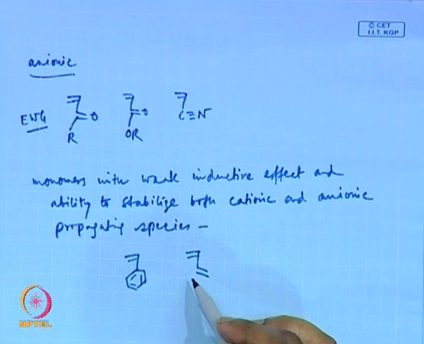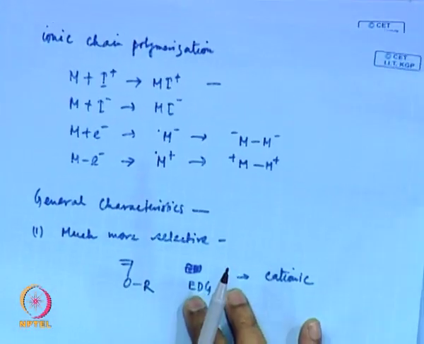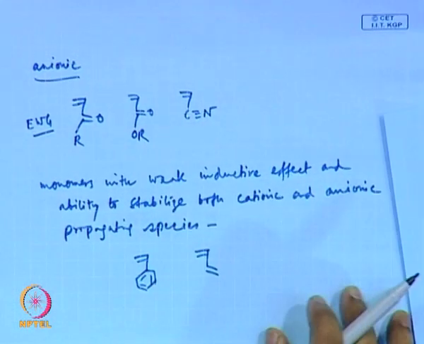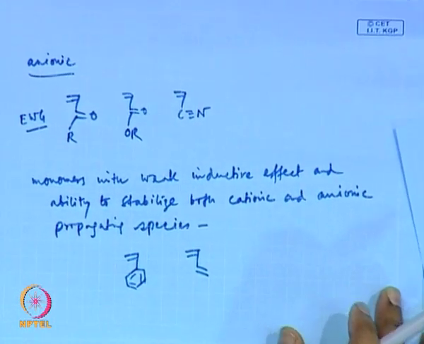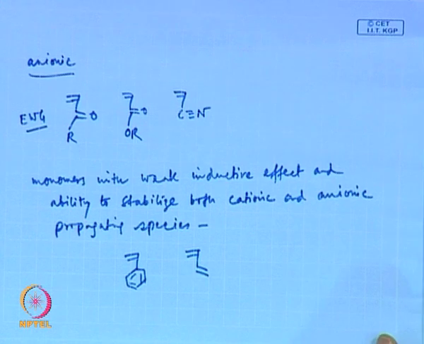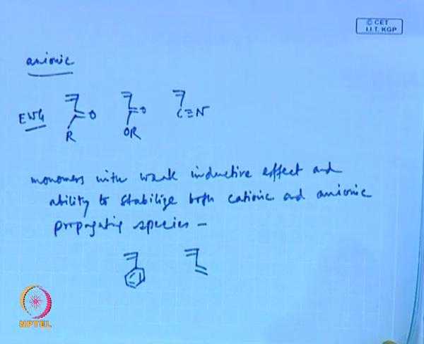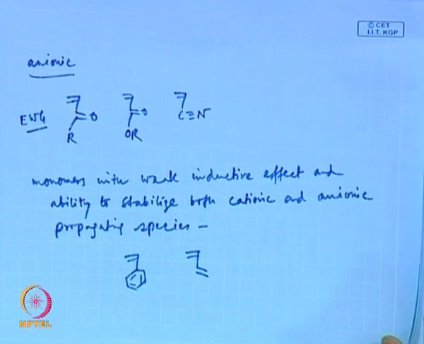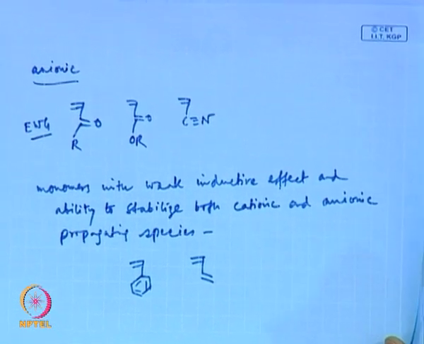Whereas in the case of radical polymerization, we have seen that all these monomers can be polymerized by radical chain polymerization. So, in that comparison, radical chain polymerization is much less sensitive compared to ionic polymerization.